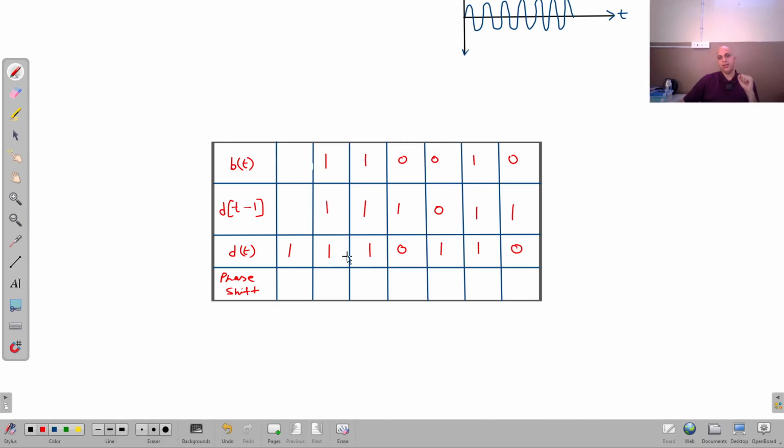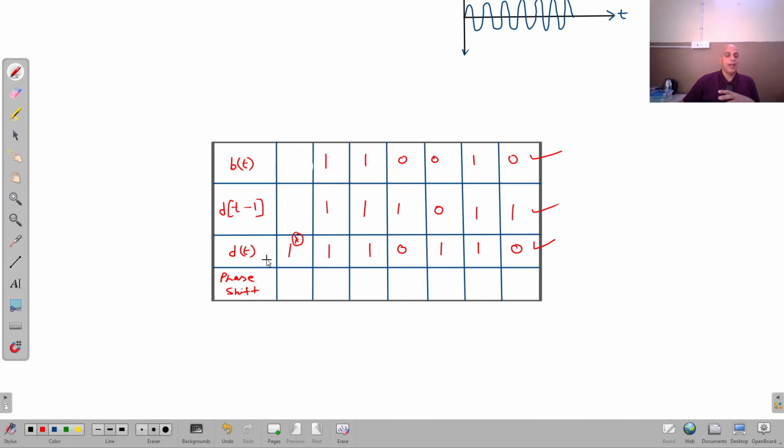So you can see now this truth table. This is the initial bit that I took as 1; you can even take it as 0. So the required bit stream is 1 1 1 0 1 1 0. This is the generated bit stream. This is d(t minus 1), 1 1 1 0 1 1, and this is the original bit stream 1 1 0 0 1 0.